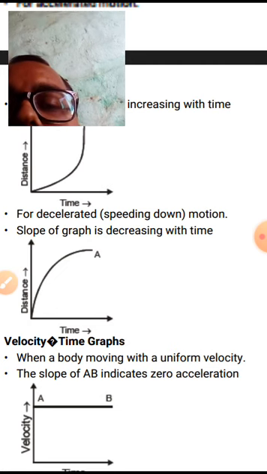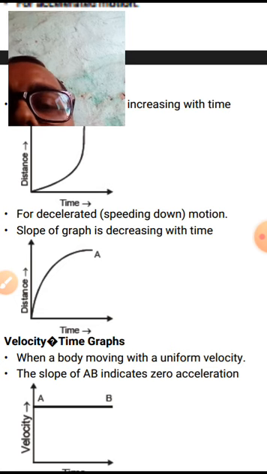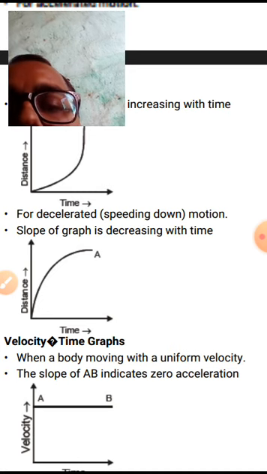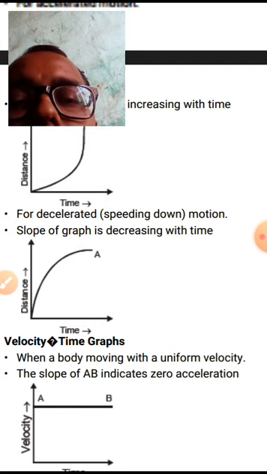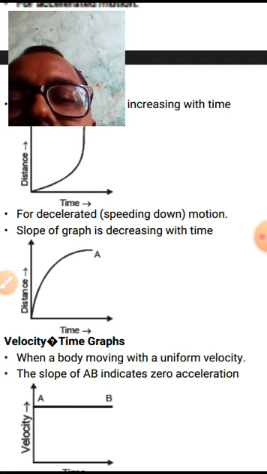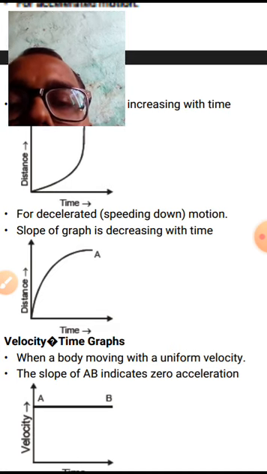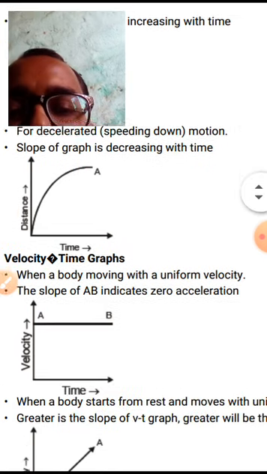Now decelerated or slowing down motion. Decelerated motion means the body starts with a high speed, but after that it decreases. For example, when we apply the brake in a car or a motorbike, the speed is decreasing. Hence this is decelerated motion. In this case the slope of the graph is decreasing.